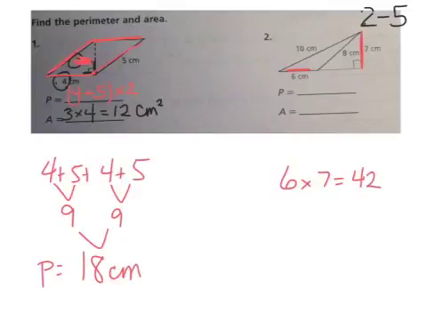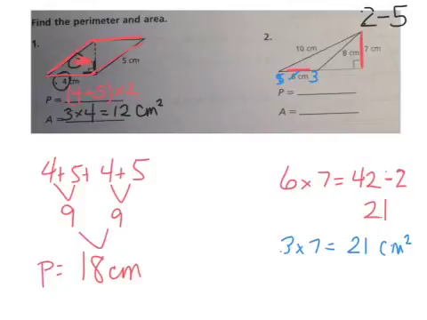We're going to multiply it together, but remember, a triangle is half of a rectangle, so we need to divide this by 2, which is the same thing as saying you're cutting it in half. And 42 divided by 2 is 21. Or we could half this to 3, and then we take 3 times 7, which we still get the same answer, which is 21, and we want to label it centimeters squared.